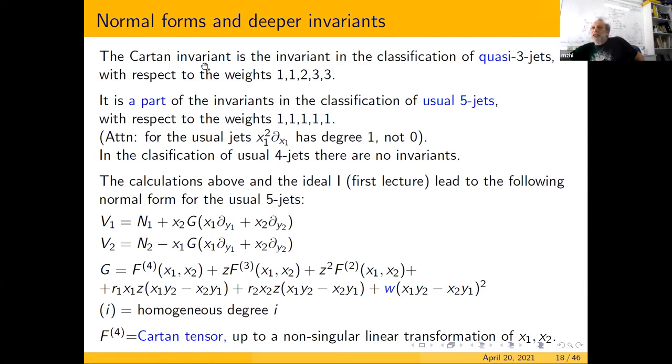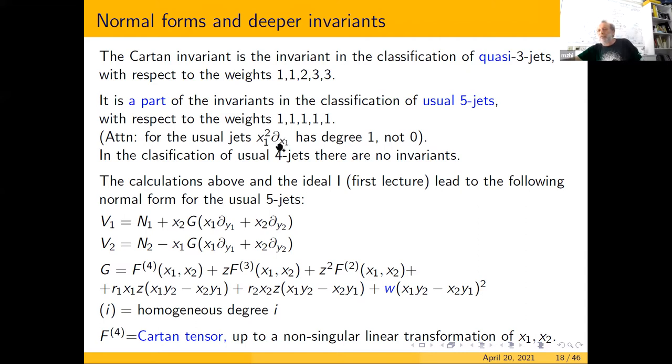So the Cartan invariant is a basic thing; it's the invariant in the classification of quasi three-jets with respect to these natural weights. But what about the usual jets with respect to weights 1, 1, 1, 1, 1? Nobody canceled usual weights. It's also a good object. Just usual weights, when all weights are equal to 1. All the time we're speaking about usual jets, but I mean degrees not only of coefficients, but taking into account this part.